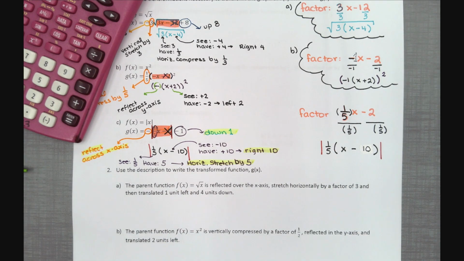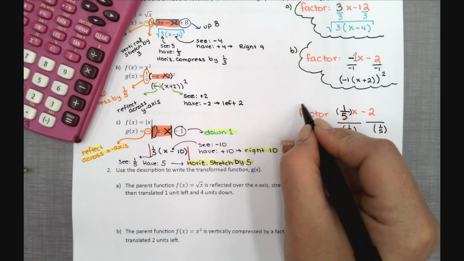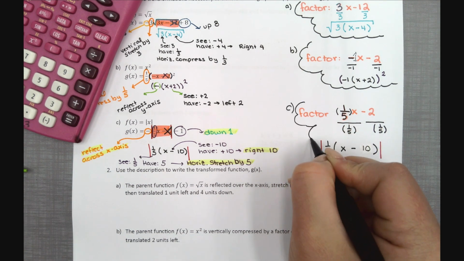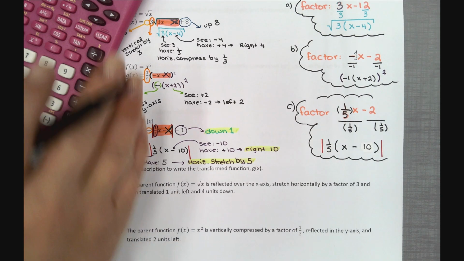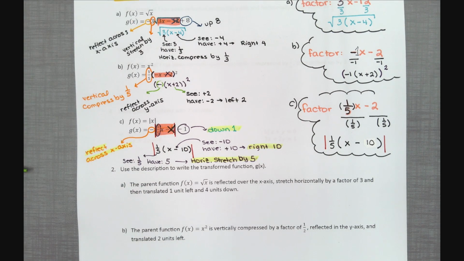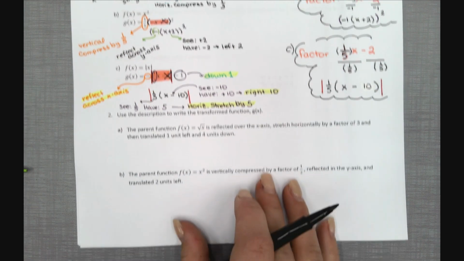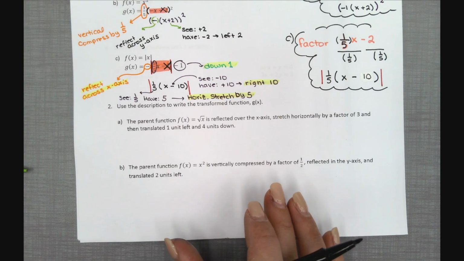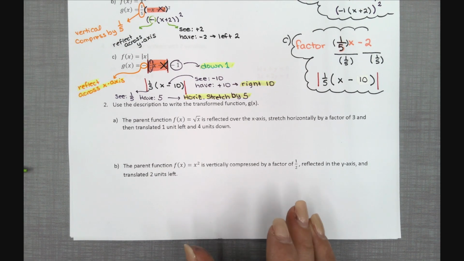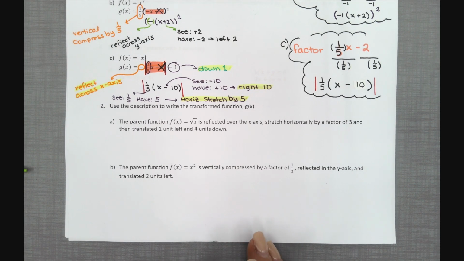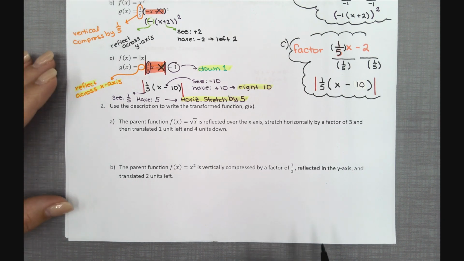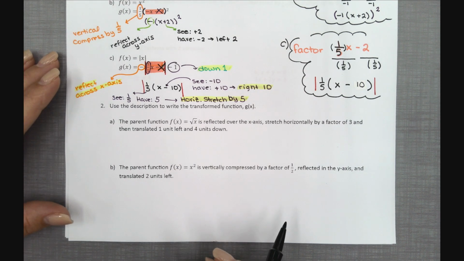Please remember, if you have anything inside of a function, that is required for you to factor that out. Okay, moving on. Use the description to write the transform function g of x. So we are now given something, and based off of what is given, we are writing the equation for that. Now they do want the equation in the form of g of x, so that's what we're going to call it in the end. Order does matter.